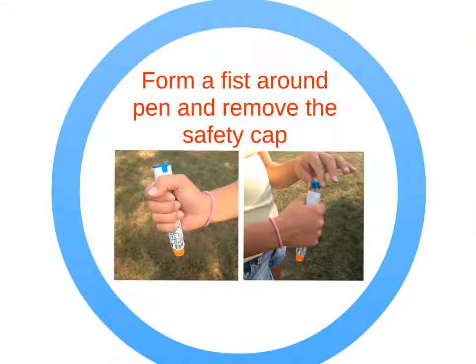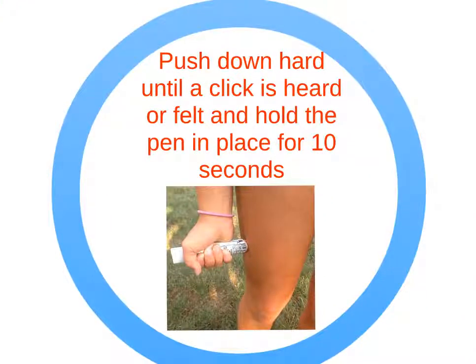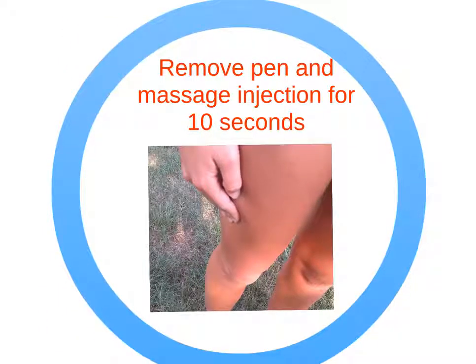Form a fist around the pen and remove the safety release cap. Place the orange end of the pen against the outer mid-thigh. Push down hard until a click is heard or felt, and hold the pen in place for 10 seconds. Remove the pen and massage the site of injection for 10 seconds.